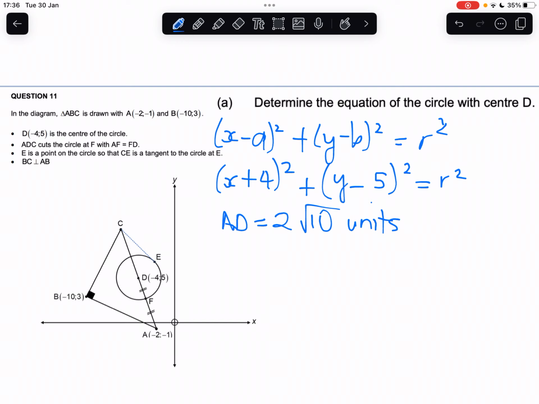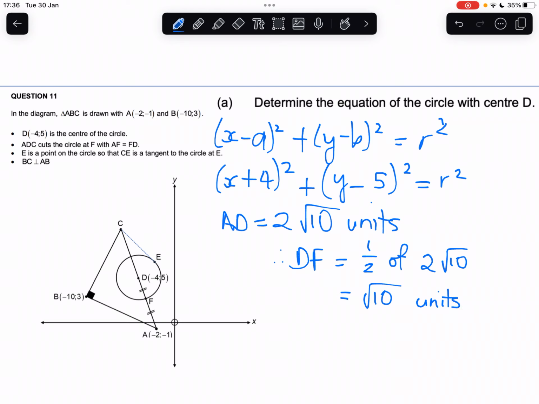So we ended up with AD is equal to 2 root 10 units long. And we need to bring back the y over there. Okay, cool. So since we know that this whole thing is 2 root 10, therefore DF is equal to half of 2 root 10, which is equal to root 10 units.